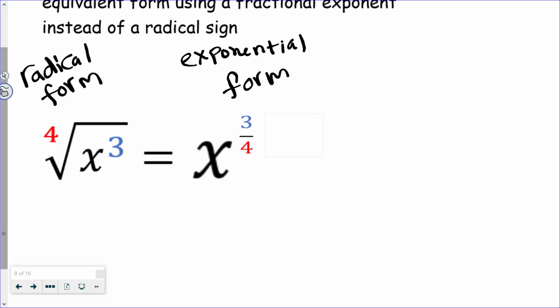What you need to know. Do you remember what this number is called? The number that's inside the radical. The index. Whatever the index is, it's always going to be the denominator of exponential form. And this is our power, or the exponent. The power is always the numerator. So when you go between the forms, the index is the denominator, and the power or the exponent is your numerator. That's how you go back and forth between the two forms.